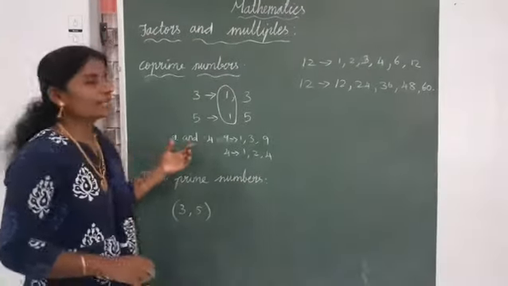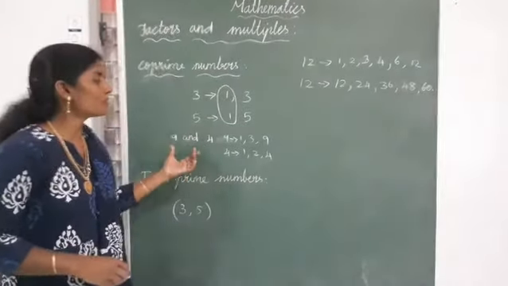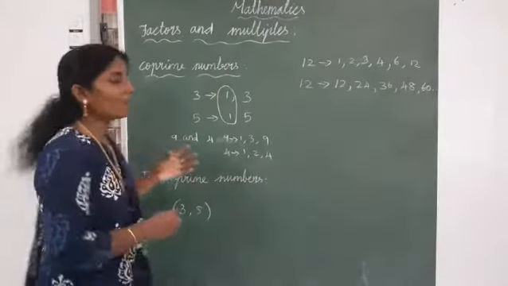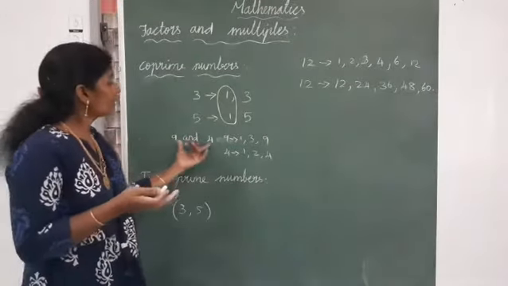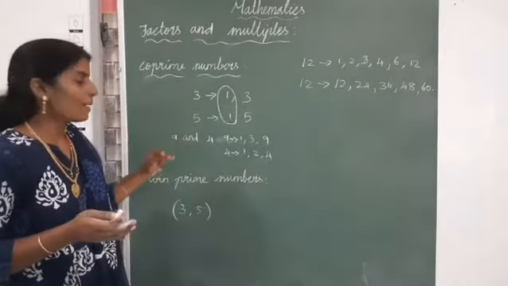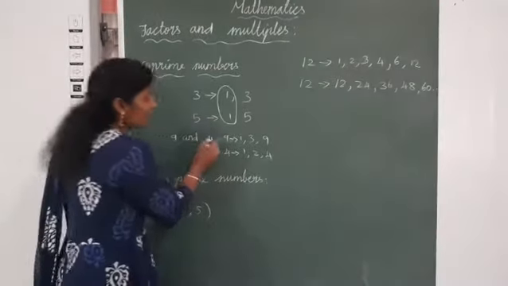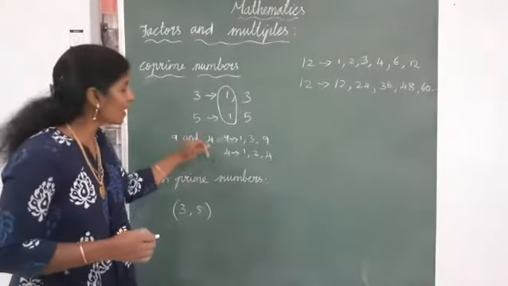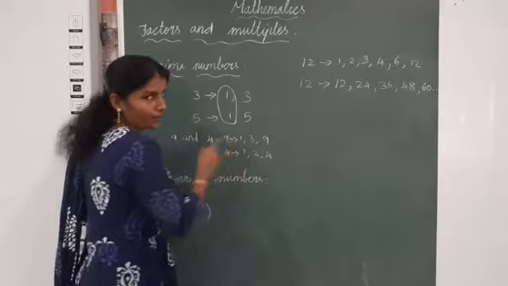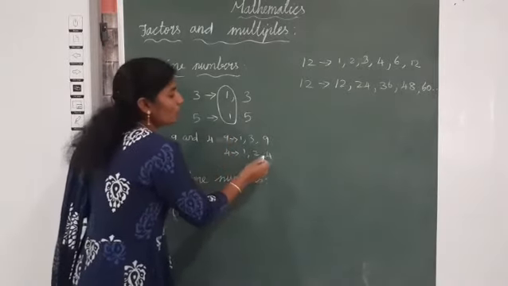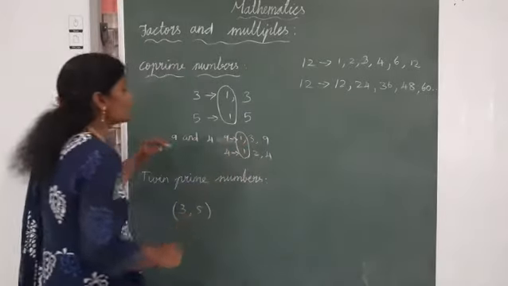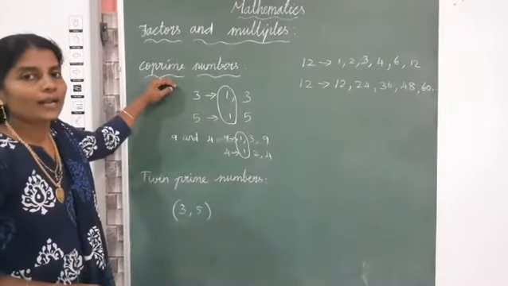Okay. Now a pair of composite numbers can also be co-prime numbers. Any two composite numbers can also be co-prime. How? Here 9 and 4. 9 is a composite number, and 4 is also a composite number. The factors of 9 are 1, 3, 9. The factors of 4 are 1, 2, 4. Which is common? Only 1 is common. So we can say 9 and 4 are co-prime numbers.